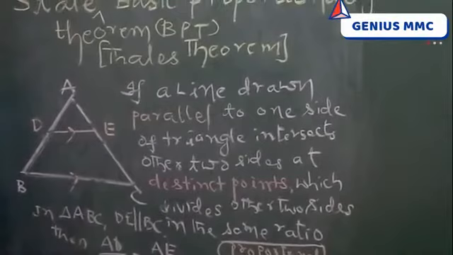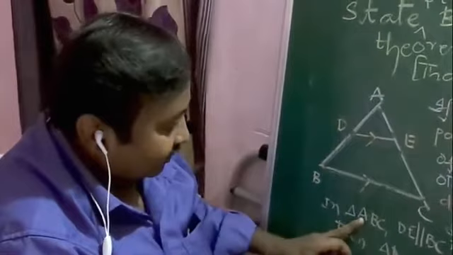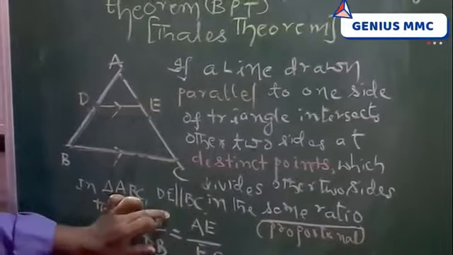Sometimes we will ask only to initiate the basic proportionality theorem. Then at that time you should write the diagram and formula. So actually the statement will be given. So very simple, observe the diagram and learn the statement. See, like this, first you write: if a line is drawn parallel to one side of a triangle, then the line divides the other two sides in the same ratio.